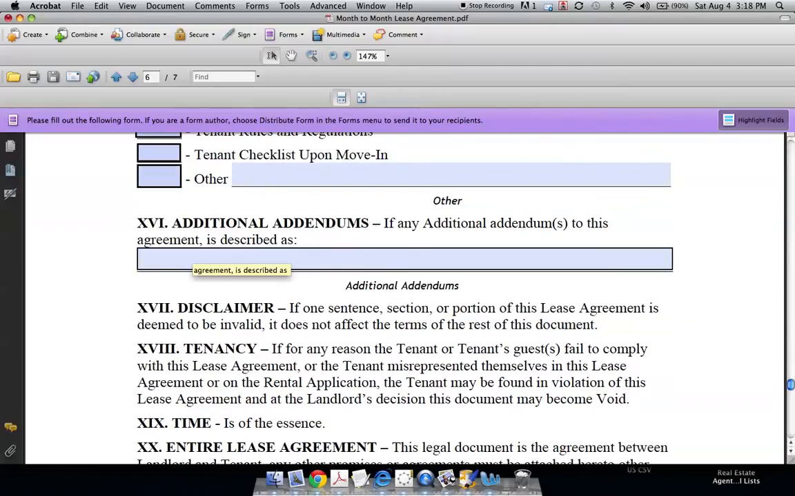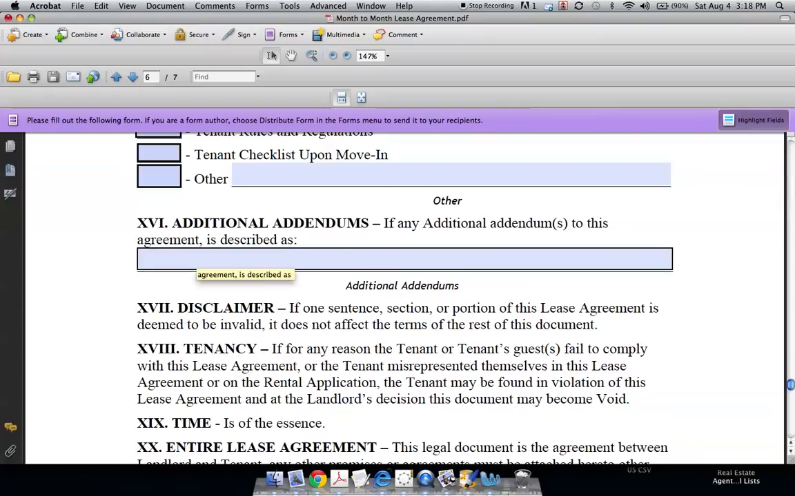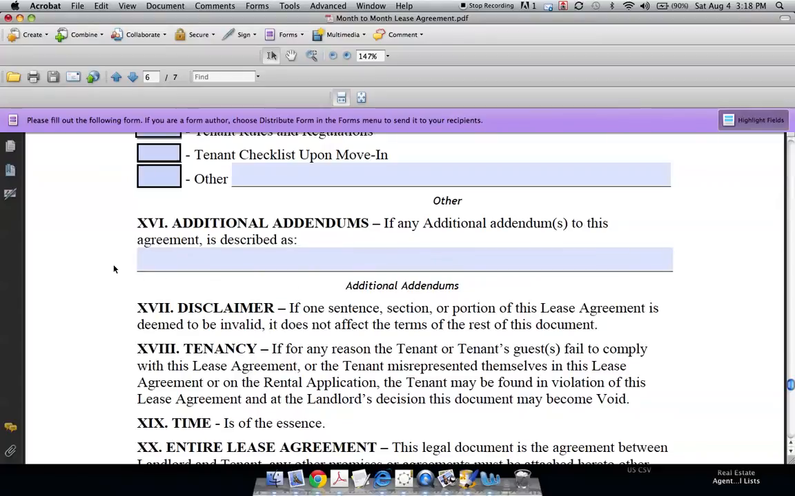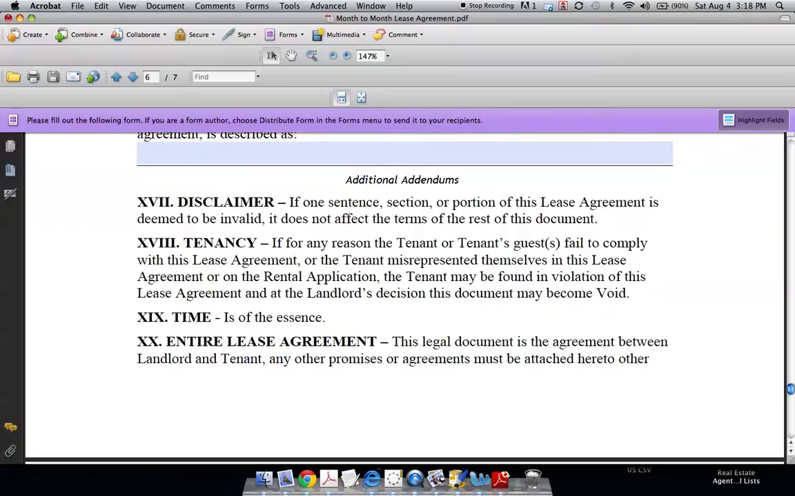Additional addendums, say there's just something quirky that's not in this lease that you want to have spelled out, you want to have it here. And I mean, that could be anything like storage, if there's some storage that the tenant can use somewhere else, to a parking situation. It can be anything pretty much. And this just gives you legal jargon, what everything means, the tenancy time.